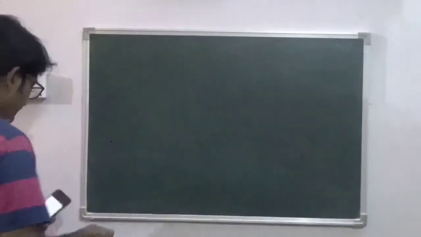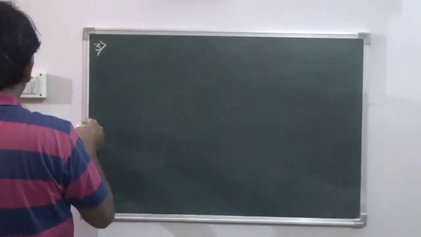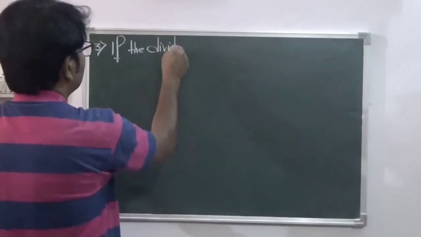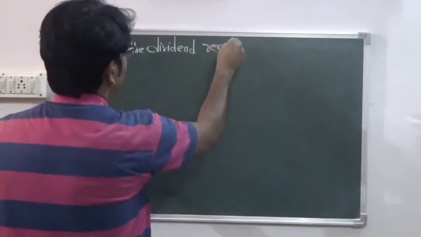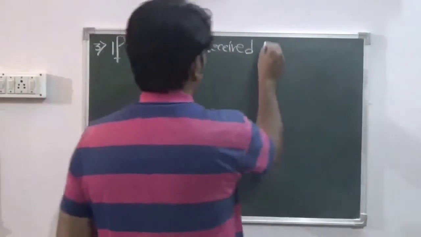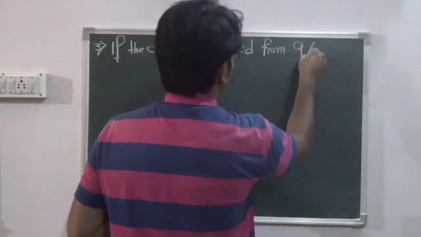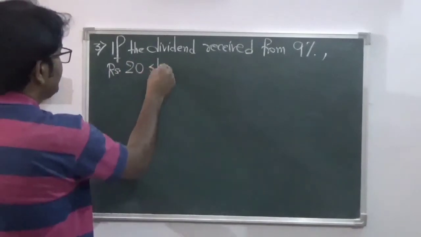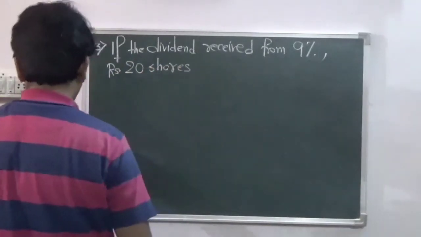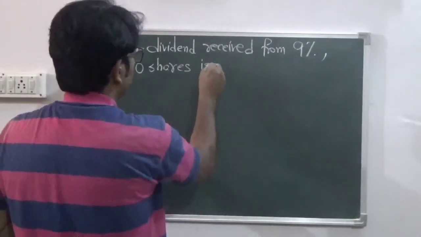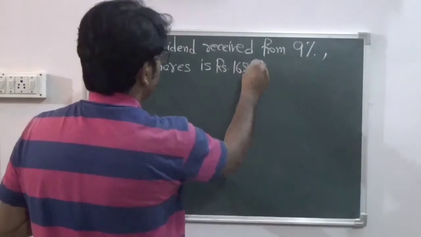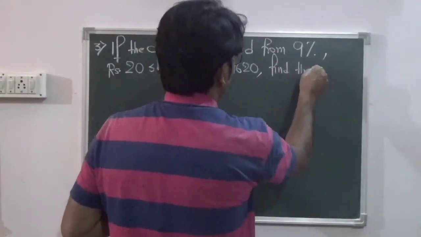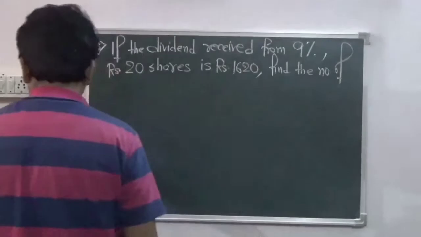The question number 3 is: if the dividend received from 9% rupees 20 shares is rupees 1620, find the number of shares purchased.